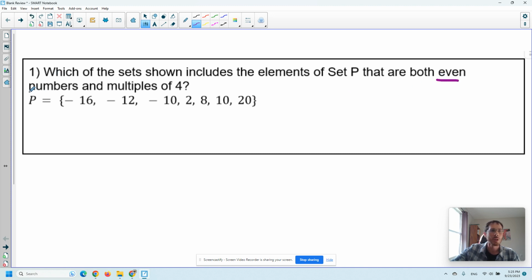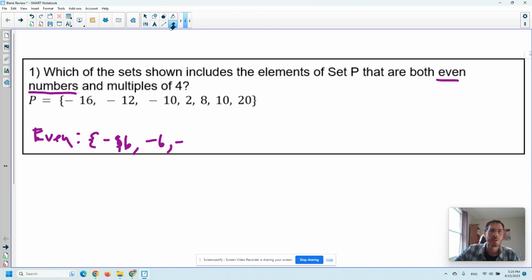What we can do is find all the even numbers. Remember, an even number is one that you can divide by 2 and get no remainder. So negative 16 divided by 2 would be negative 8, so negative 16 would work. Negative 12 divided by 2 is negative 6, so that works. Negative 10 divided by 2 is negative 5. Again, no decimals there, so that works.